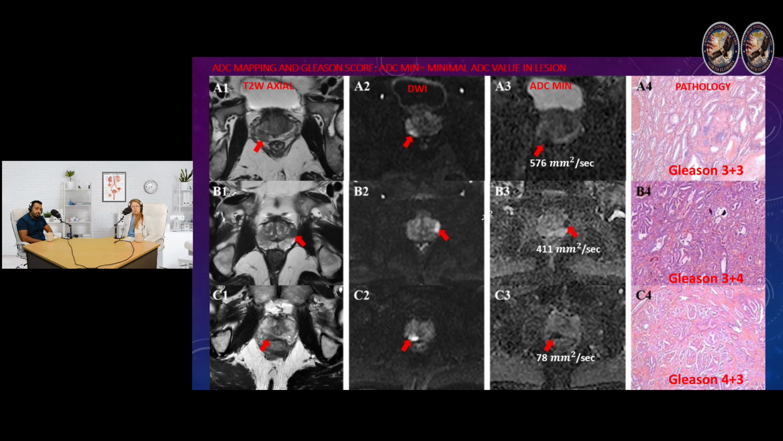In row B, you can see there is a tumor on the left anterior horn. Very obvious again, bright on diffusion weighted image, but the ADC values are lower now. They're in the 400s.